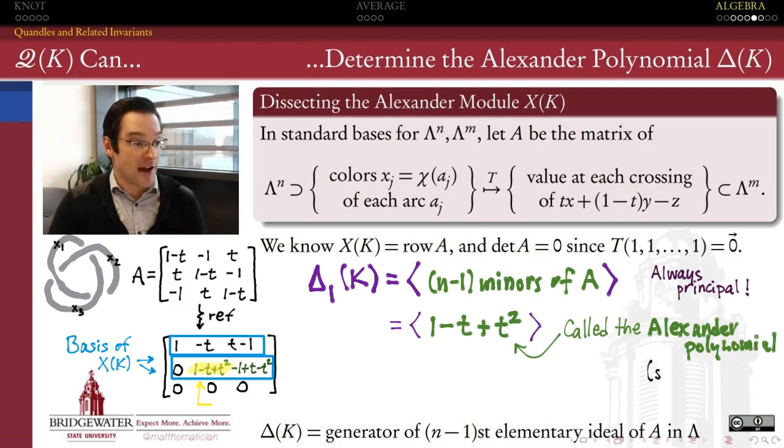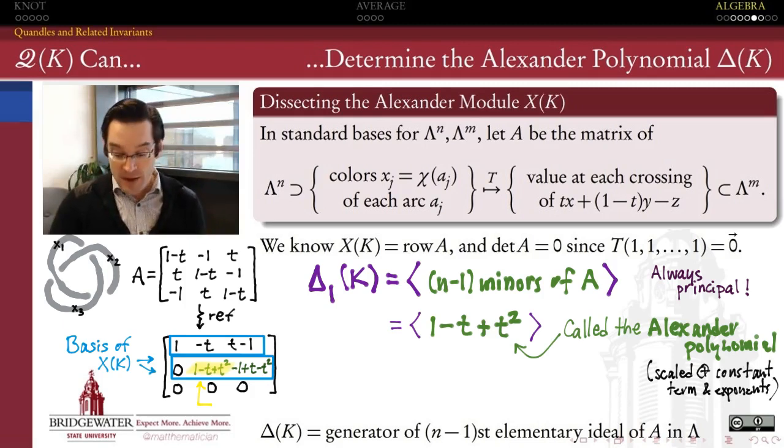And the normalization factor that we insist upon is that we want it to be a polynomial, so we want none of the exponents to be negative, and we also want the constant term to be a positive number. So as soon as we insist upon those, that actually uniquely defines the polynomial which generates this first principal or first elementary ideal, and we call that polynomial the Alexander polynomial of this knot. It's a knot invariant because we discovered it through an algorithmic process applied to the Alexander module, which itself is a knot invariant. So this is really cool.